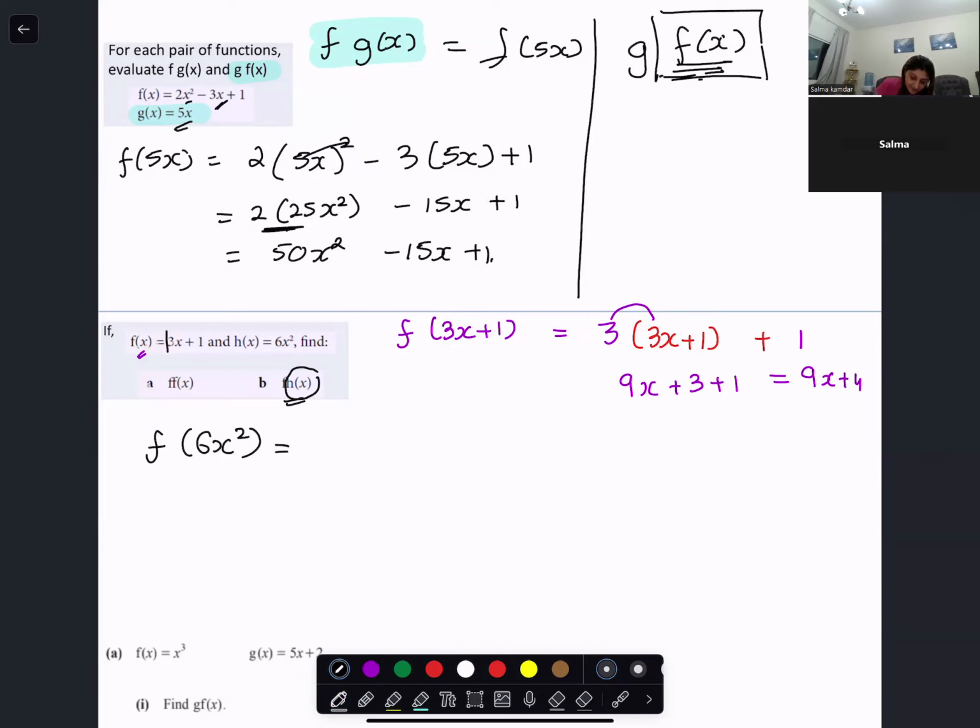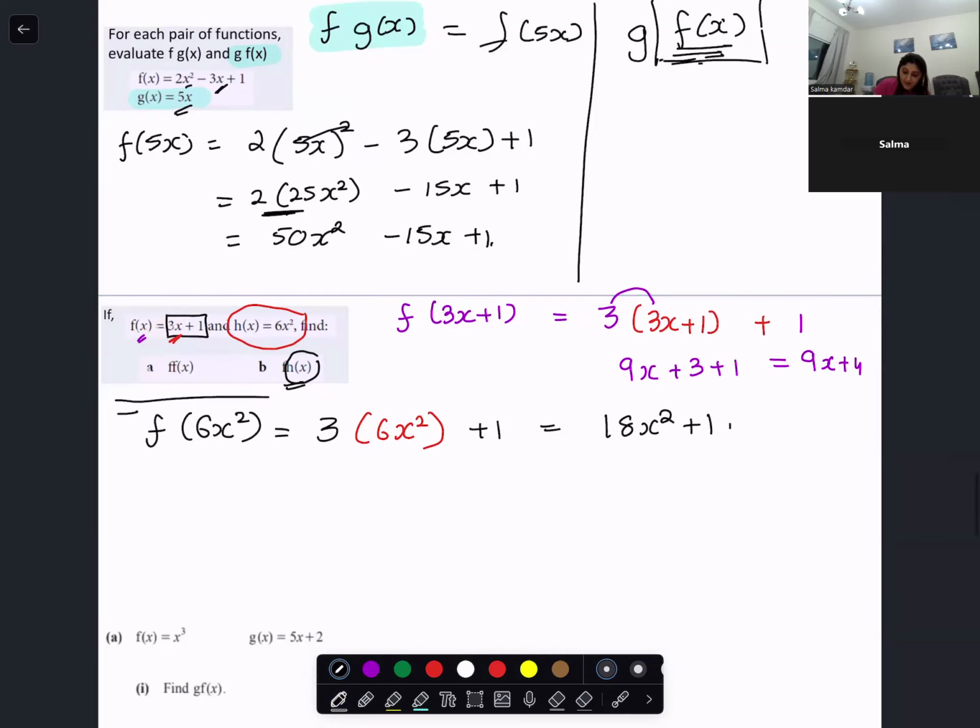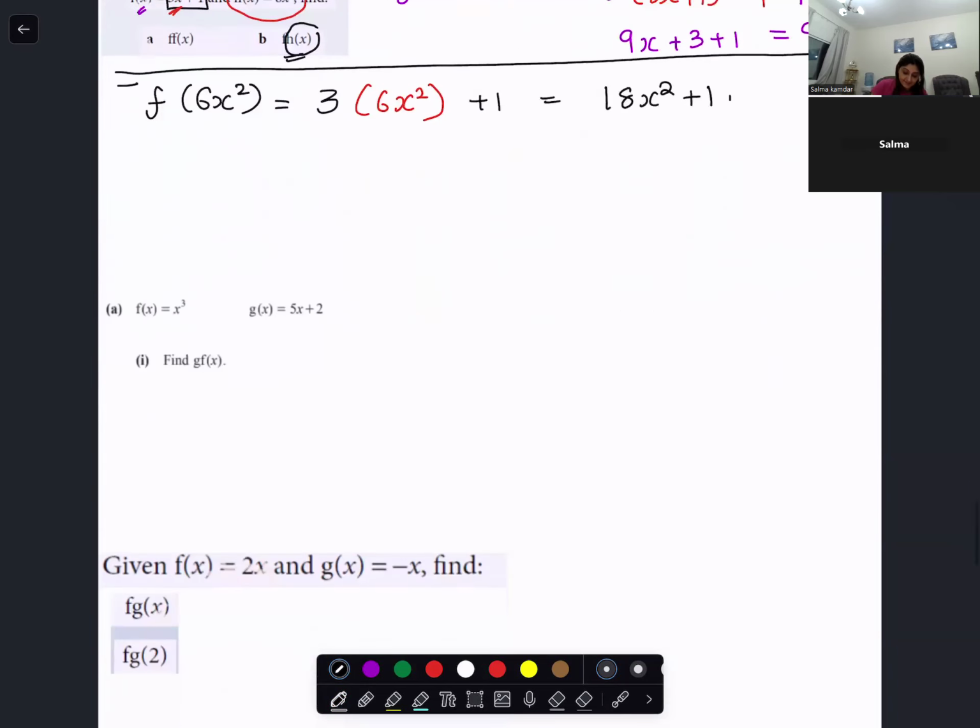Now this is my function of f. Instead of x, I am going to put 6x^2. So instead of x, I'm going to put the value of h(x), 6x^2. So this is going to become 18x squared plus 1. At this point, I assume that you know how to expand the brackets.